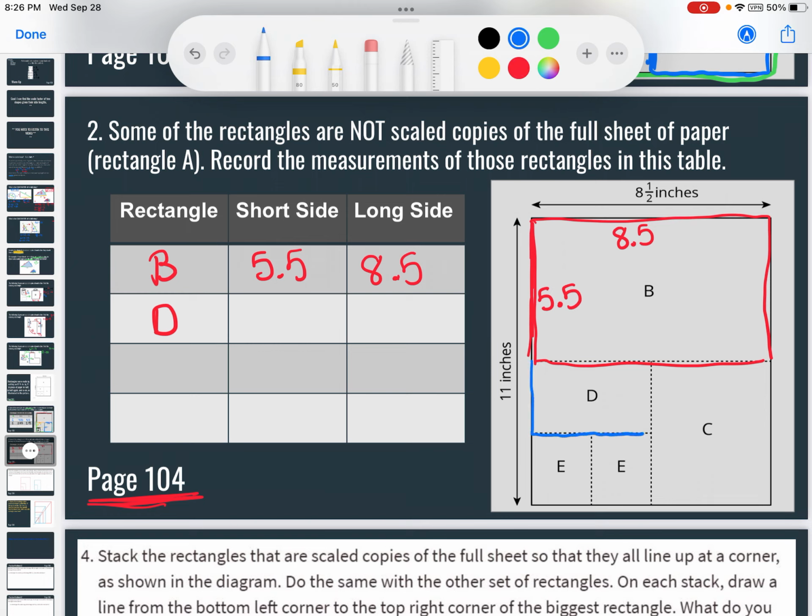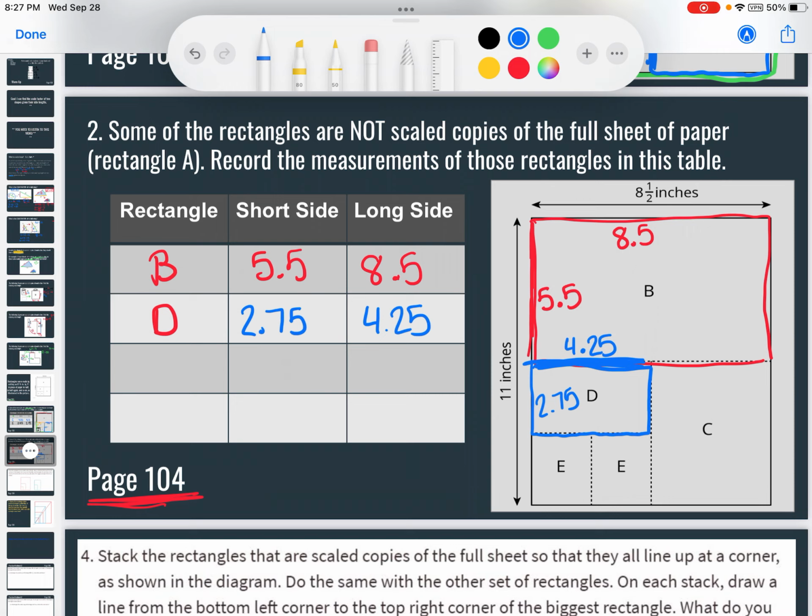All right, and D, it was not a scaled copy. So for this side here on the top, it's cut in half of B. So D is half of B, so 8.5 divided by 2 is 4.25. And it looks like it's a fourth of 11, which we got was 2.75. So again, my long side and my short side flip. So my short side is 2.75, and my long side is 4.25. All right, there we go.